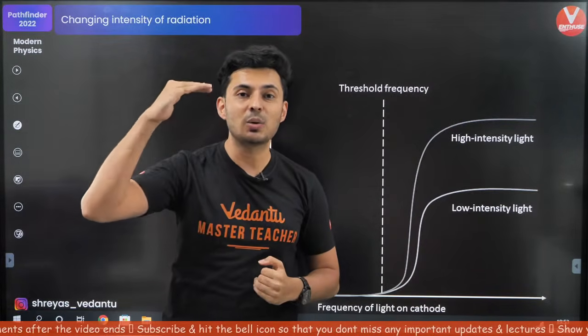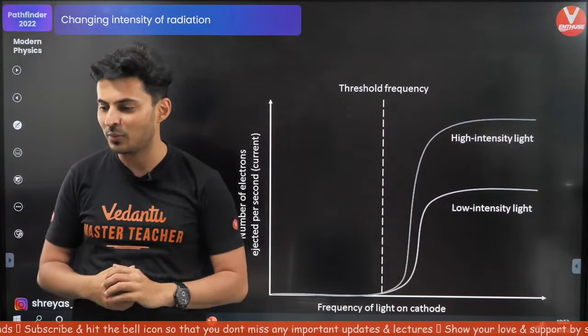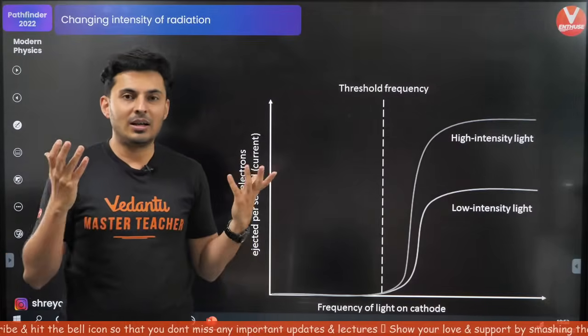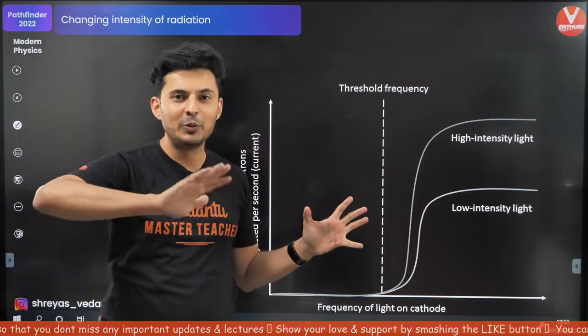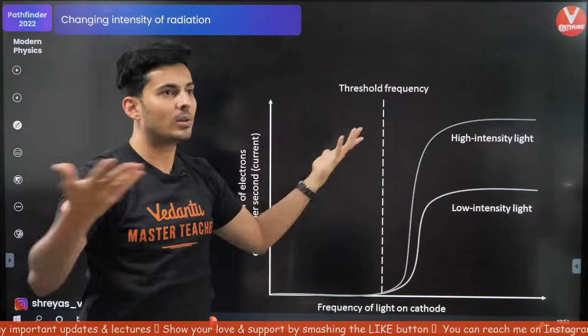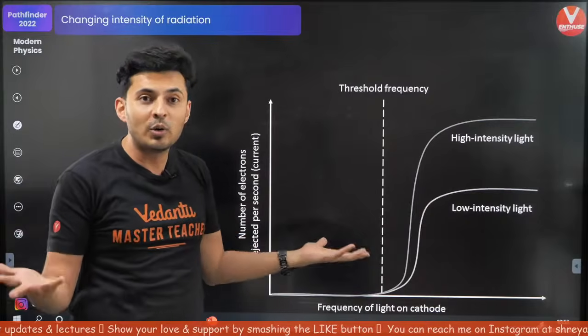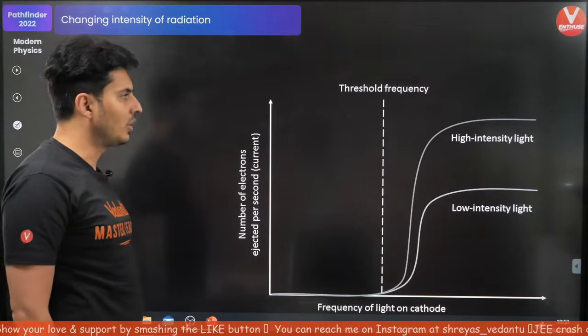So there will be a saturation point. I hope this is clear. There will be a saturation point, and before that only you can see the graph is increasing. After that, there will be no more increase in current because you have depleted all the electrons. All the electrons are out. The atom will be like, what more do you want? There's nothing more to be ejected out. Yep. So very, very important.